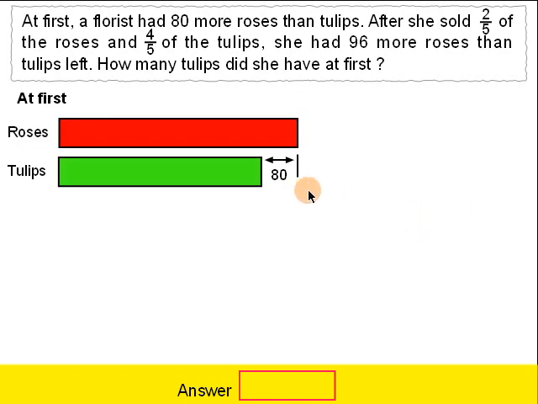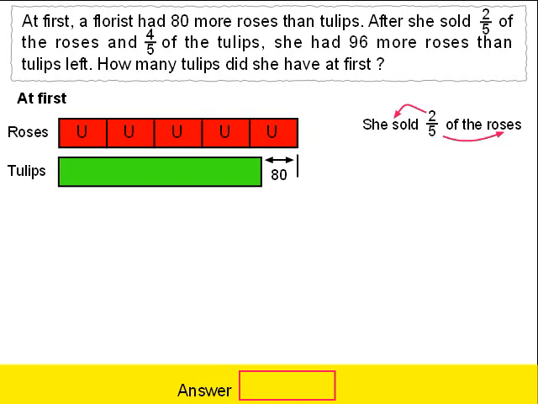So we draw the model for the roses to be longer than that of the tulips as shown. Alright, and the statement says that she sold 2/5 of the roses. The denominator 5 is representing the total number of roses. So we're going to cut the model for the roses into 5 equal units. Alright, that means out of 5 units, she sold away 2 units.